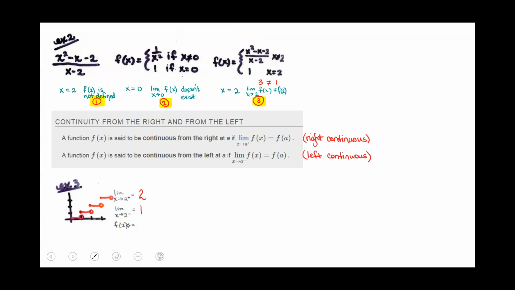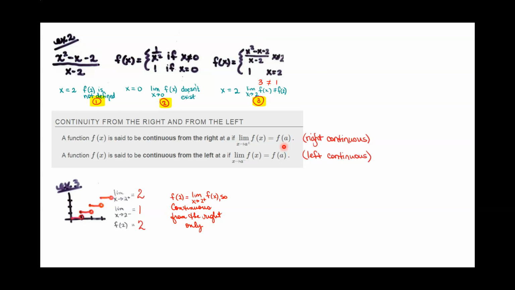So then f of 2, when you actually plug 2 into the function and see what y value you get, this is an open dot, this is a closed dot, so it's this value right here, it's 2. So since the limit from the right is the same thing as the function value, we could say that this is continuous from the right, or right continuous. Again, that's this definition: if the limit from the right is equal to f of A, then it will be continuous from the right.